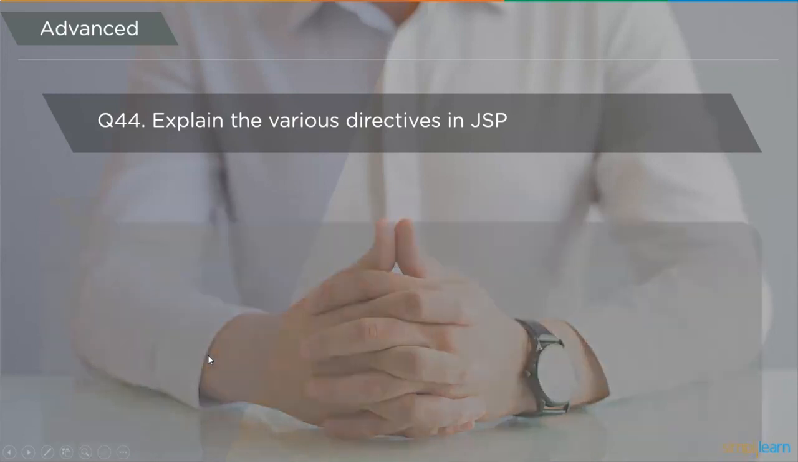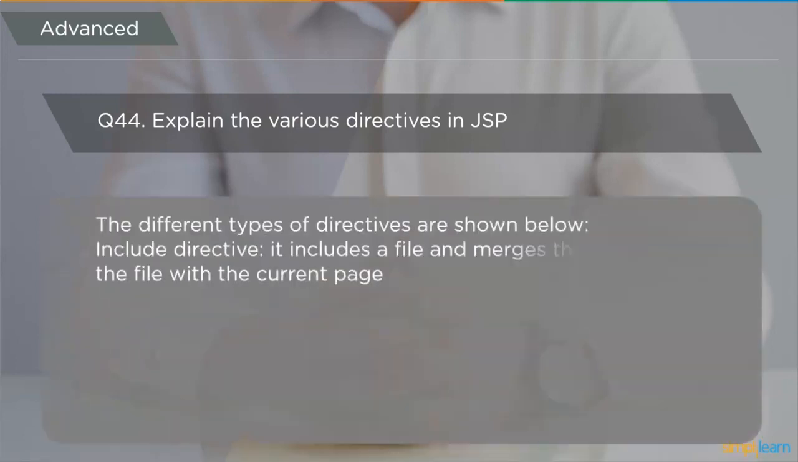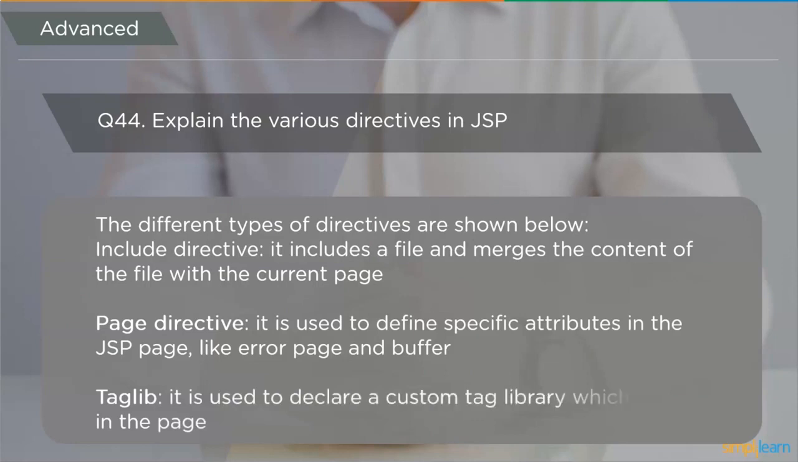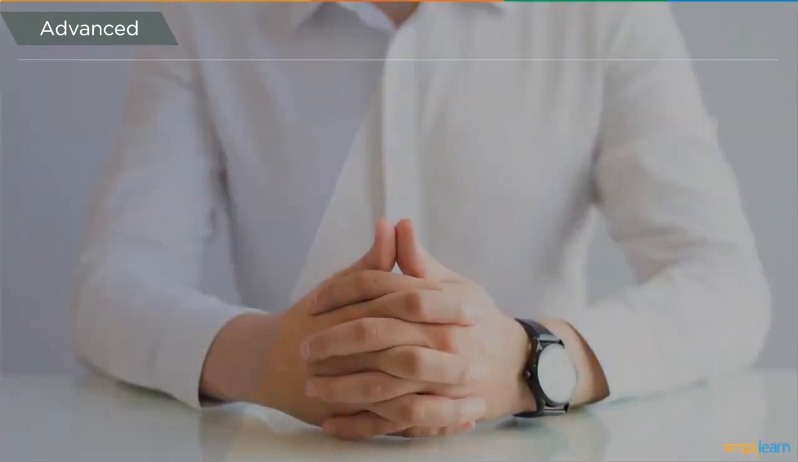The different types of directives are shown as below. There are three types of directives. They are include directive, page directive and taglib directive. So the include directive includes a file and merges the content of the file with the current page. The page directive is used to define specific attributes in the JSP page like error page and buffer. The taglib directive is used to declare a custom tag library which is used in the JSP page. Followed by that we have the next question.